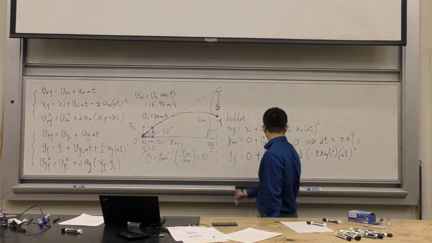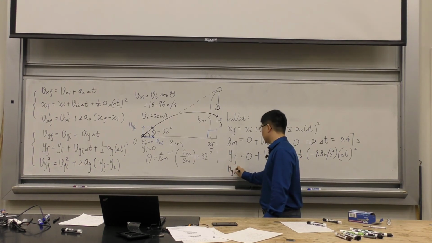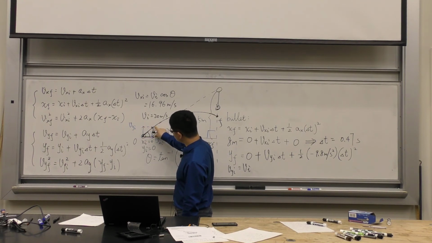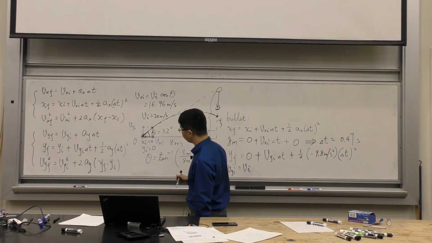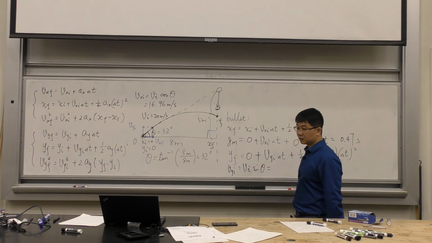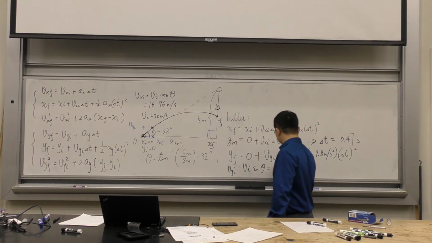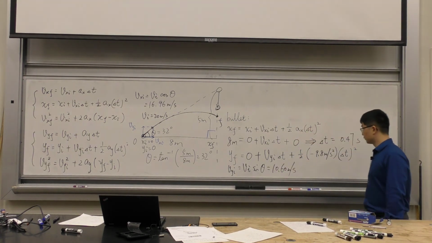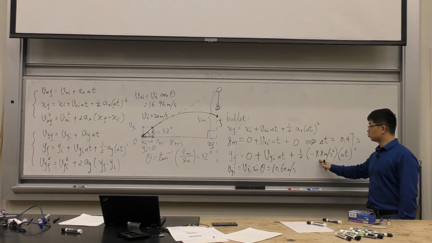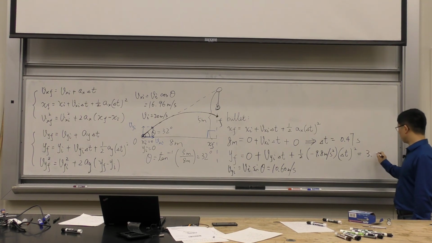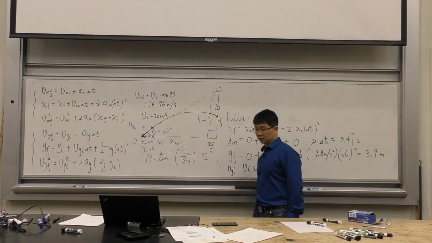So this VYI is going to be this side, which is opposite to the theta angle we found, so that's going to be VI sine theta. The number I found is 10.60 meters per second. Now you can plug all the numbers into the equation we just picked. This number I found is 3.9 meters. So that's for the bullet.